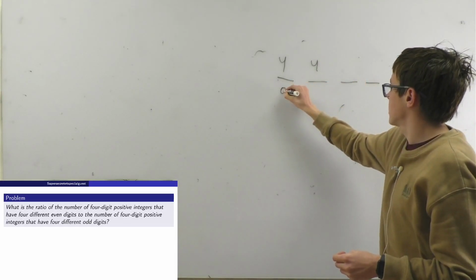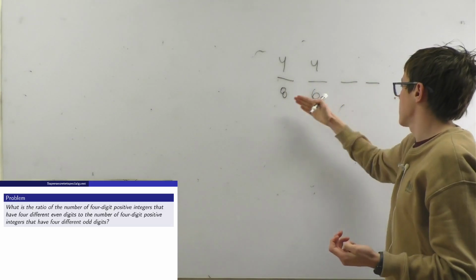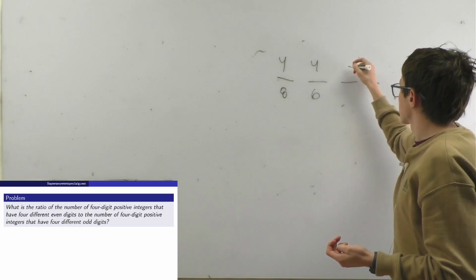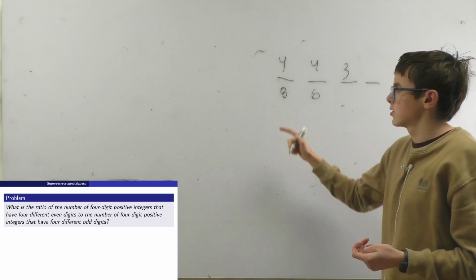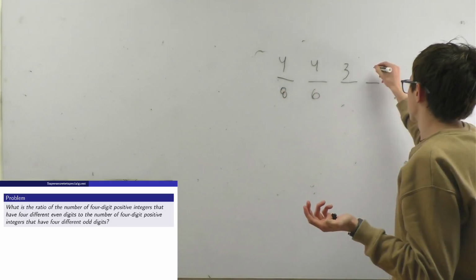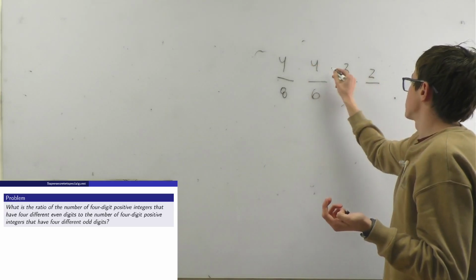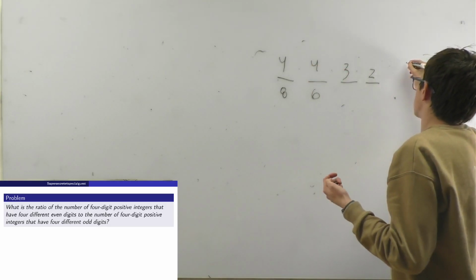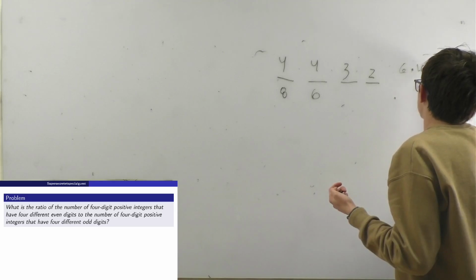Let's say this is like an 8 and then a 6. They can't repeat later. For this one, we're going to have 3, because we can't use these two. 5 minus 2 equals 3. And this one we're going to have 2. So this times this times this times this equals 6 times 16 equals 96.